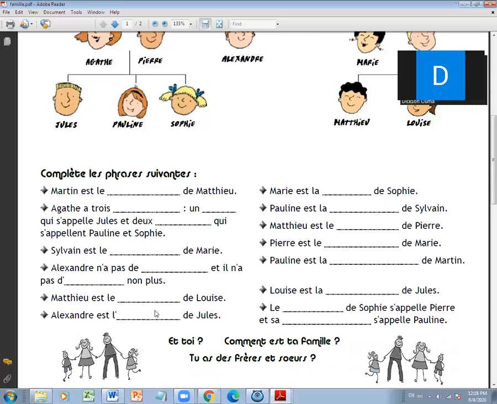Who is Pierre to Sophie? Remember, we are asked, "Le ... de Sophie s'appelle Pierre." Who is Pierre to Sophie? Papa. Yeah, so we say le père, right? Le père de Sophie s'appelle Pierre. The father of Sophie is called who? Pierre. And what is her sister called? Sa sœur s'appelle Pauline. Yes, la sœur. So the father of Sophie is called Pierre, and her sister is called Pauline.